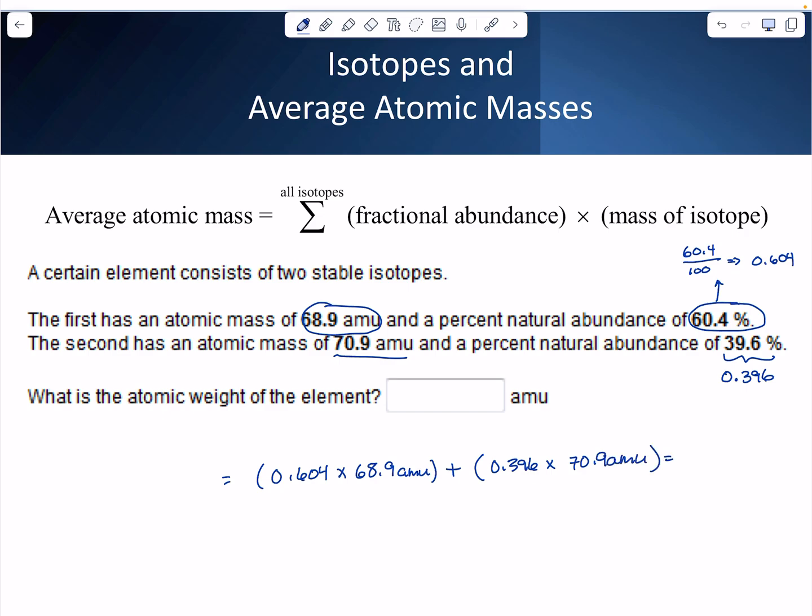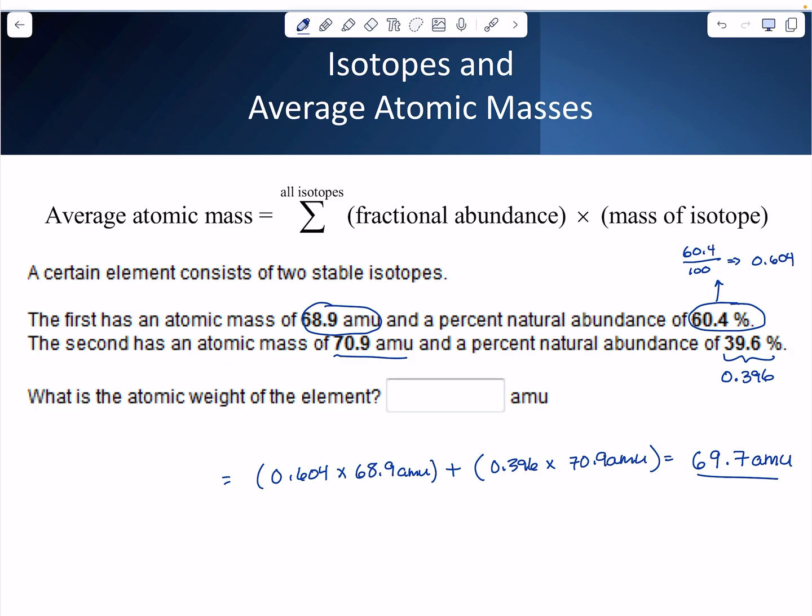So numerically, let's see what that winds up being. So we got 0.604 times 68.9 plus 0.396 times 70.9. And so we get 69.69, so 69.7 atomic mass units.